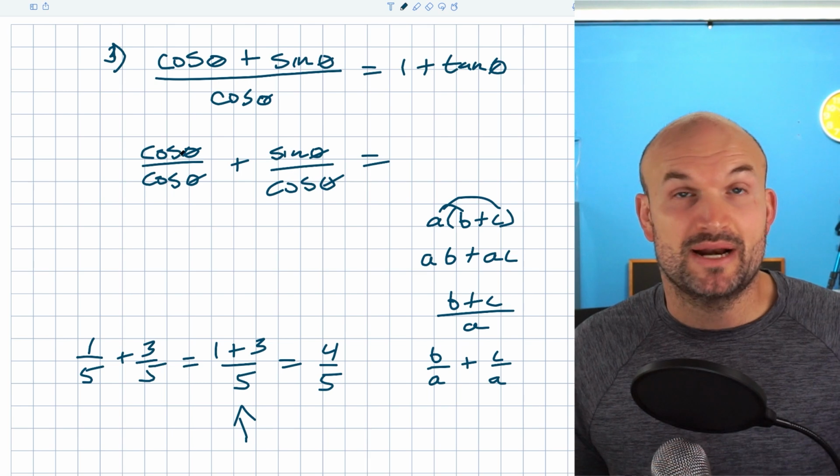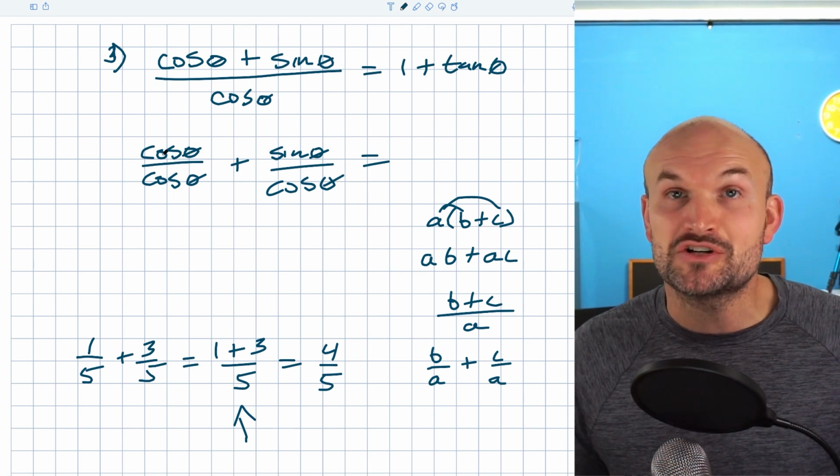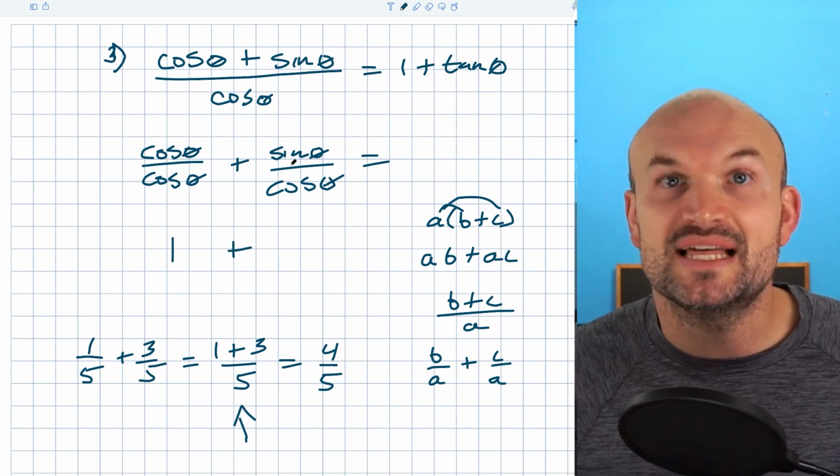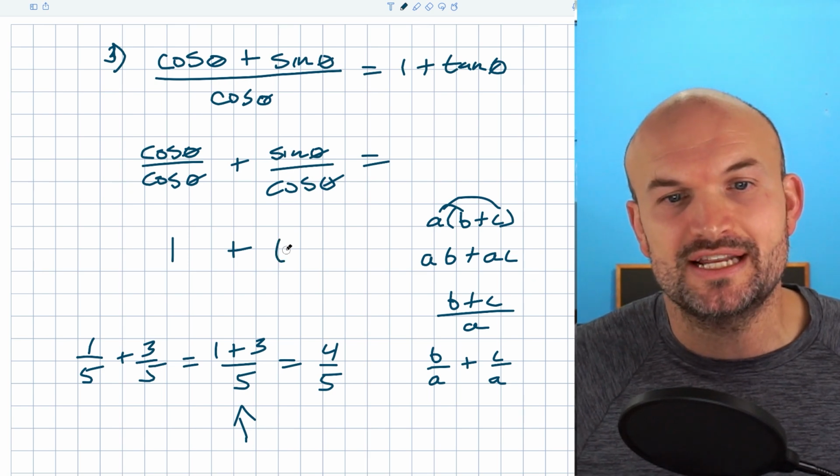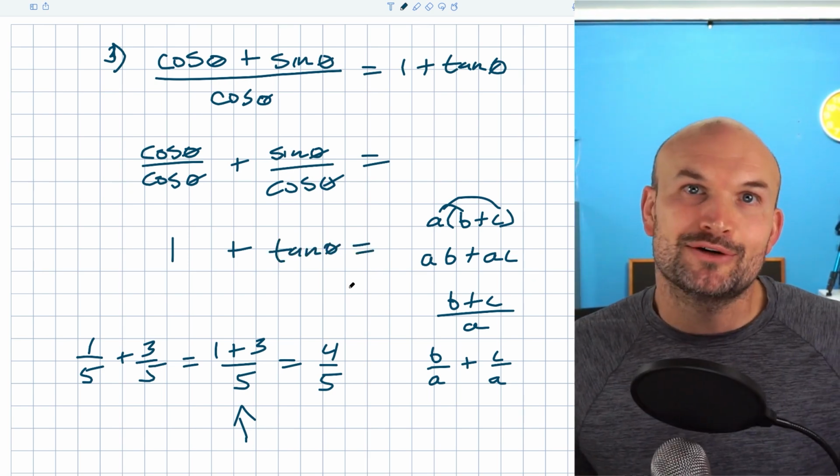Now, hopefully you recognize that whenever I have a trigonometric function over the exact same trigonometric function, that's just going to equal 1. Then sine of theta over cosine of theta is just going to equal tangent of theta, which is now equal to the right-hand side.